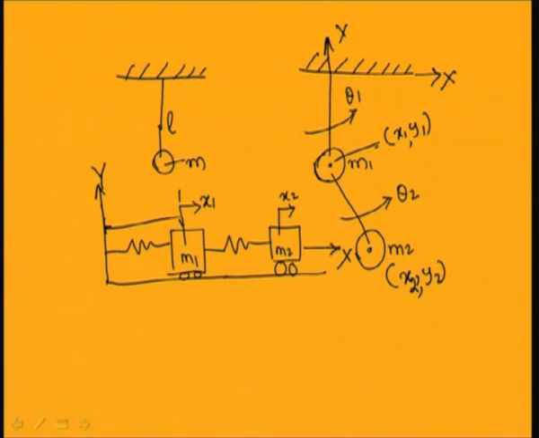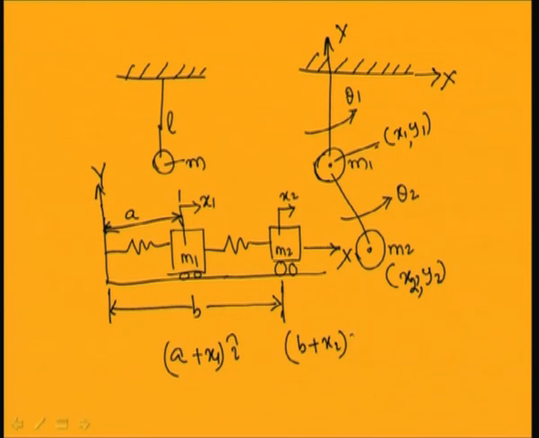So, you can take this as a. So, it will be a plus x 1, and similarly you can take this point. Let this be the equilibrium position. So, from this you can take this as b. So, the physical coordinate of this, you can write as a plus x 1 i for mass m 1, and for mass m 2 you can write the physical coordinate as b plus x 2 i, where i and j are the unit vectors in x and y direction.